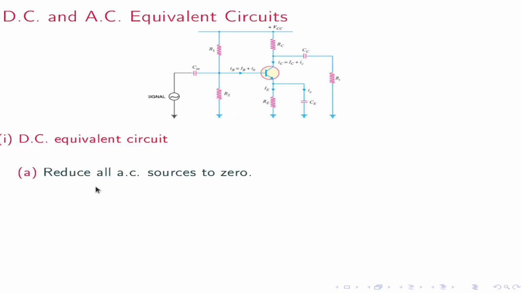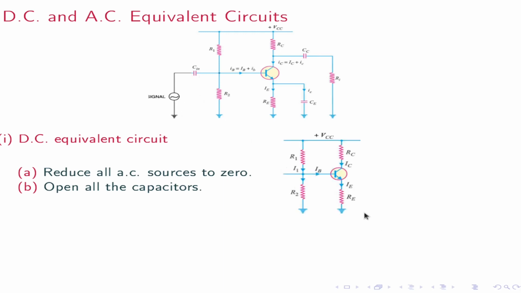In order to get a DC equivalent circuit, first reduce all AC sources to 0 and open all the capacitors. So make the signal 0 and open all capacitors. So it will look like this: VCC, there is no source, no capacitors. So this is called the DC equivalent circuit.